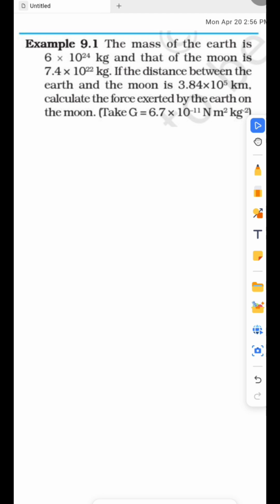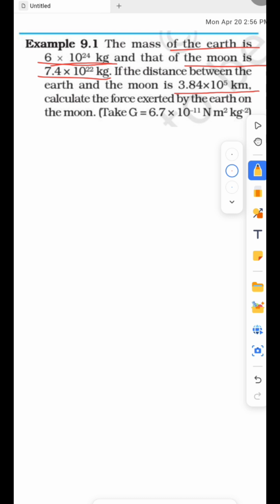As you can see, the mass of earth is given, then the mass of moon is given, then their distance is given. So we will start the solution now. What is given here? The mass of earth is 6 into 10 to the power 24 kg. The mass of moon is 7.4 into 10 to the power 22 kg. And the distance between the earth and the moon is 3.84 into 10 to the power 5 kilometer.